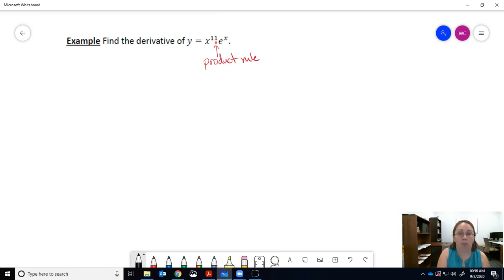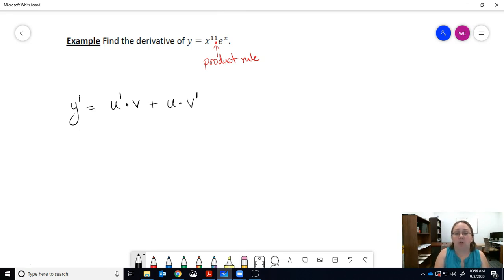So product rule, y prime, says you need the derivative of the first times the second plus the opposite, the original first times the derivative of the second. Remember, the order here does not matter. Just need derivative times the original plus derivative times original. Which order they are, because everything's added, it's good.